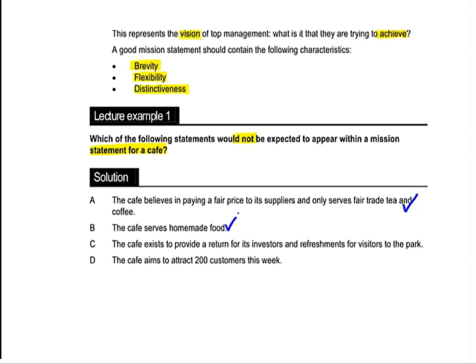And who it exists for, well, it's there to provide a return for the investors, and it's there to provide refreshments for visitors to the park. So that's the reason then for it existing. The cafe then aiming to attract 200 customers per week would not appear in the mission statement because that isn't particularly flexible, especially if it grew, and also that is much more of an objective. So that is something that they might be trying to do within the grounds of a park cafe serving refreshments and homemade food and fair trade items.